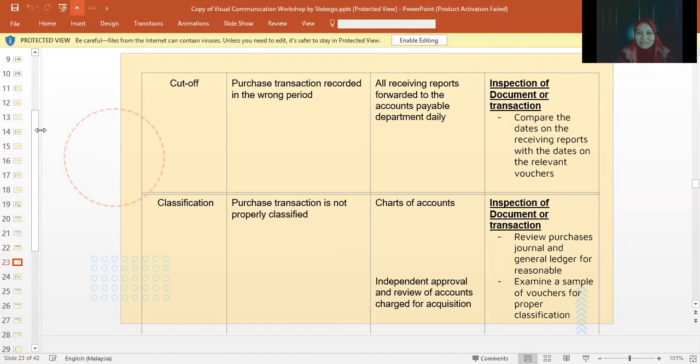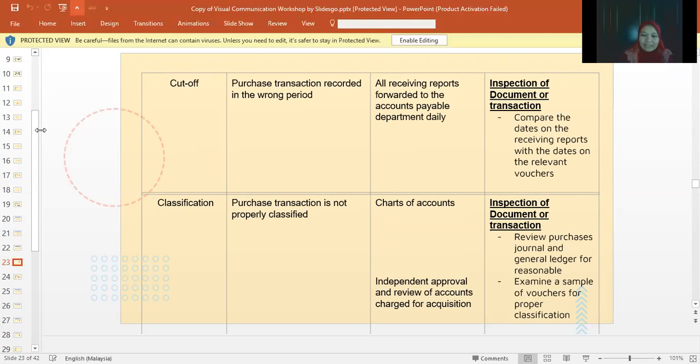Okay, so next is cutoff. Purchase transaction recorded in the wrong period. The control activity is that all receiving reports are forwarded to the accounts payable department daily, and the audit procedure is inspection of documents or transactions, in which management will compare the dates on the receiving reports with the dates on the relevant vouchers.